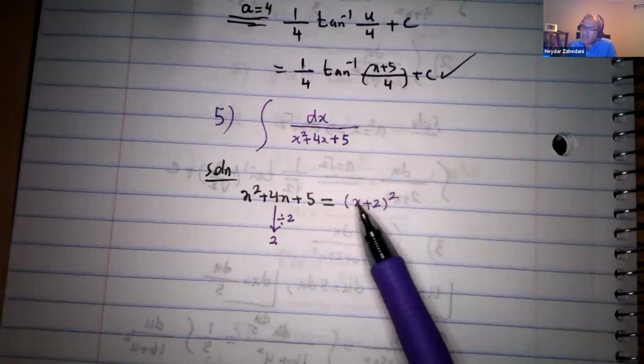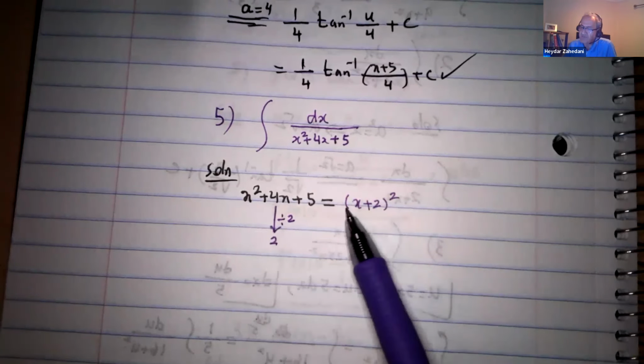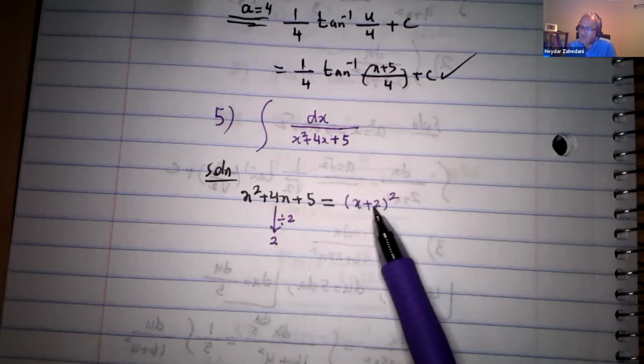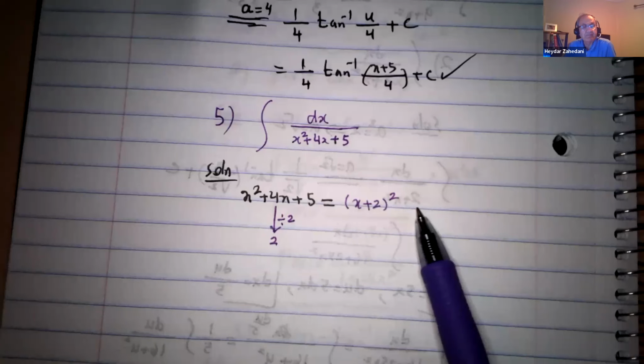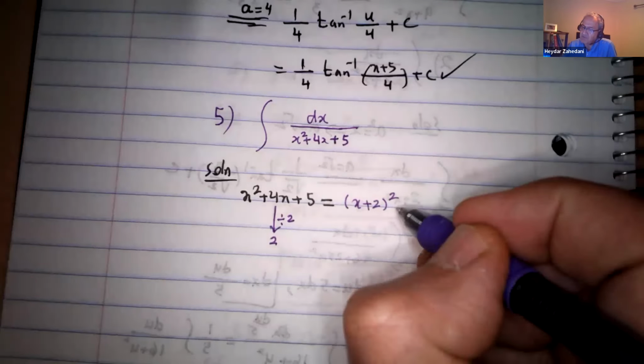But when you square it, that gives you x squared, twice the first times the second, 2 times 2, 4 times x, 4x, plus 2 squared, which is 4. There's no 4 here. So that's why you subtract the 4.